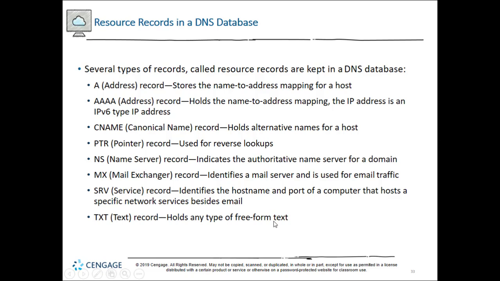Different types of records that we have with DNS. We have A records. An A record is just the name of a host. And here's what's weird: if it's an IPv6, it's a quad A record. A canonical name is an alternate name for a host, just another name. If we need to do what's called a reverse lookup, usually for DNS security reasons, that's a pointer record.